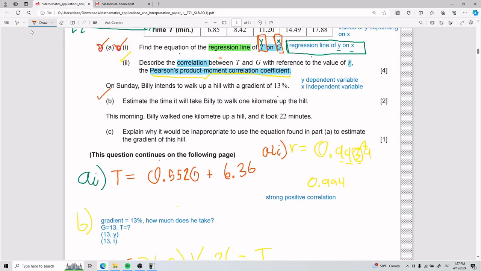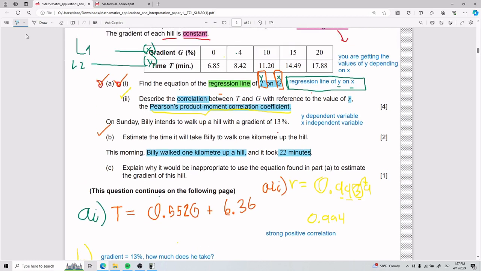And then they tell us that this morning, for some reason, Billy walked 1 kilometer up a hill and it took 22 minutes. And we need to explain why, and this is something that happens almost always in these regression line examples, that you need to explain why it would be inappropriate to use the equation. So everything you did, it's not that it's wrong, but okay, what is good, what is bad about this.